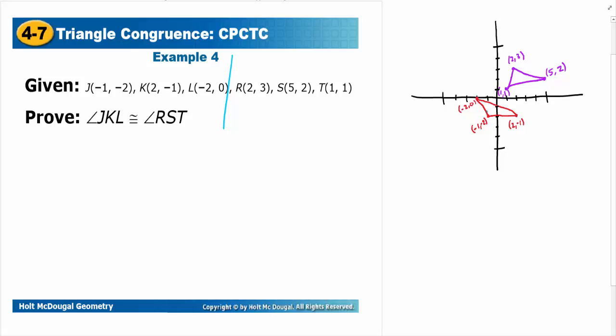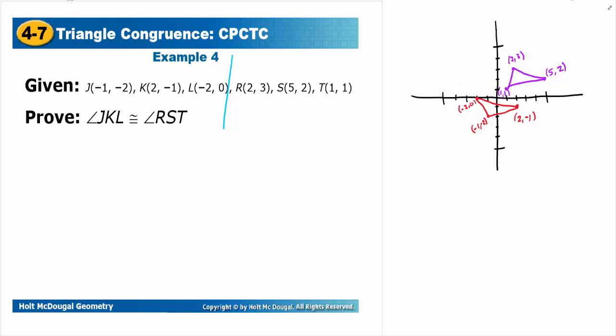So if you look at JK, that's -1, -2 to 2, -1. So I'm looking at this distance right across here. Well, that distance I can just count in a way. It looks like I labeled it wrong, right? So I got 2, -1. So let me fix that real quick. I'll pause it and I'll come back. Okay, so now I can find this.